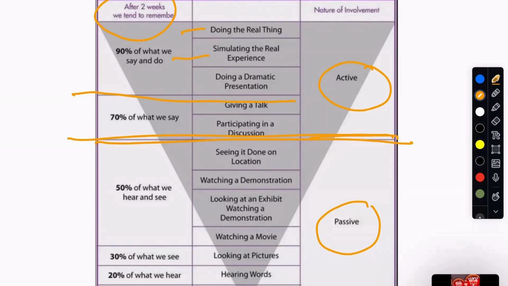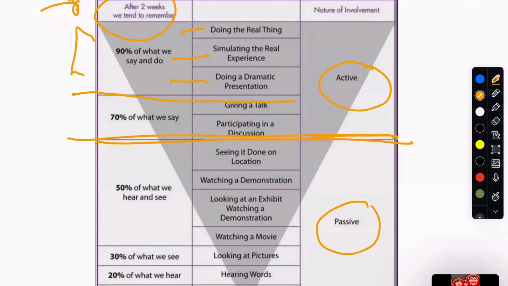For example, if you're a pilot, you're in a mock cockpit, a fake cockpit, and you can crash the plane. That's a simulation. You can crash the plane and still come out alive. Doing a dramatic presentation is also one of them. So in this active phase of learning, doing the real thing, simulating the real experience, or doing a dramatic presentation, after 2 weeks people still remember what they learned.